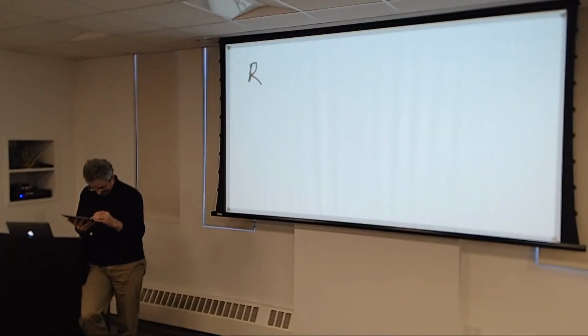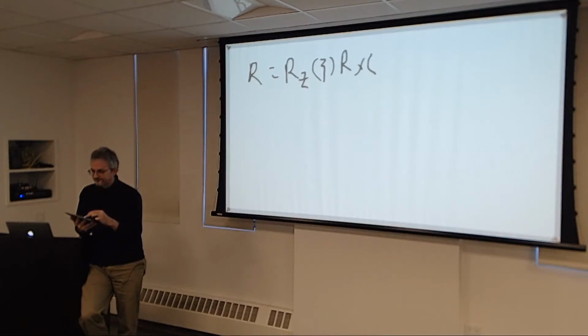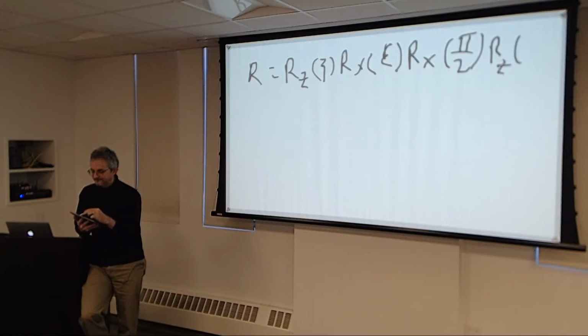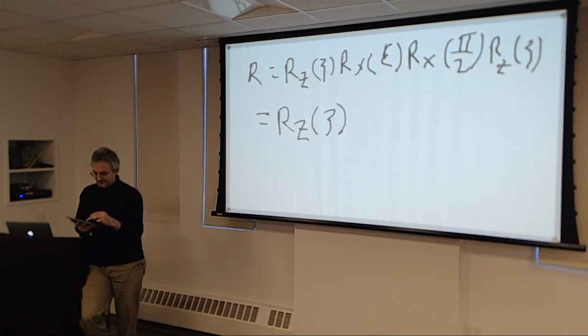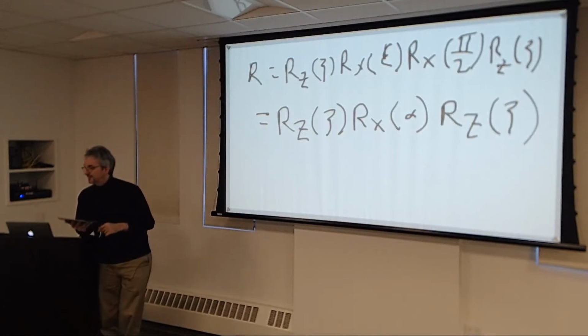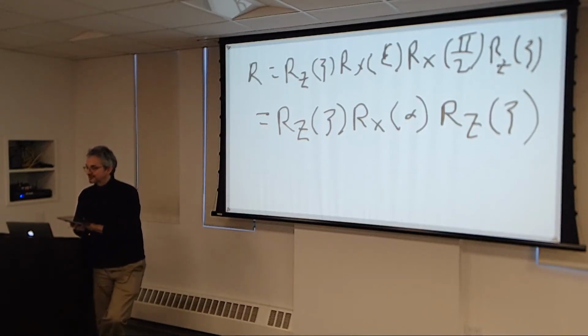So that then we end up with the final result that R was Rz of zeta, Rx of epsilon, Rx pi over 2, Rz of zeta, and then I can just combine epsilon and pi over 2 again to get Rz zeta, Rx alpha, Rz of zeta, to be the effect of a 90-degree rotation on resonance, what the effect is if we're off resonance by a little bit.